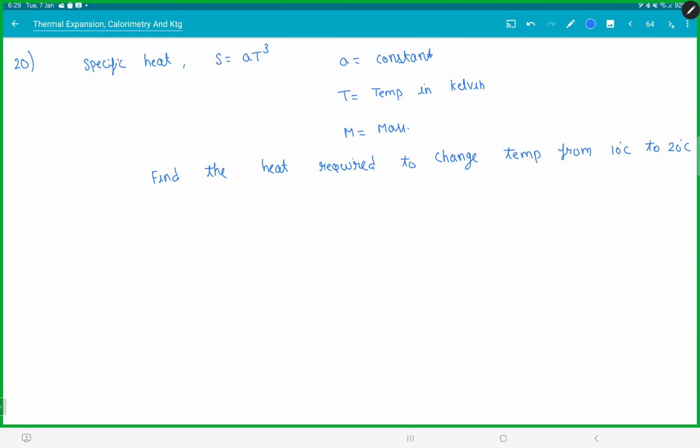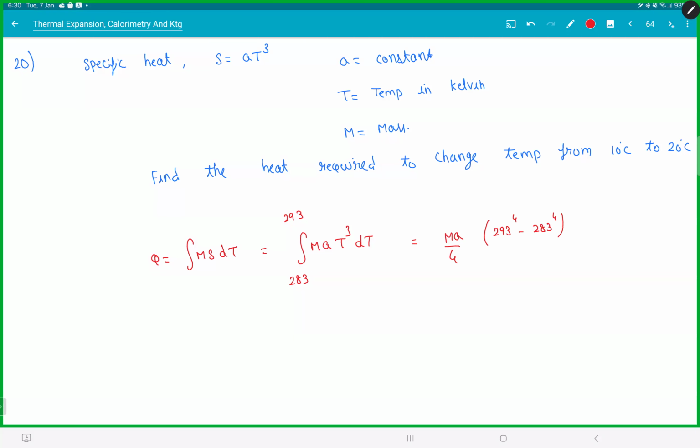Easy one. So Q is equal to integral ms dT. M is m. S will be aT cubed dT. Limits: temperature is in Kelvin, so this is 283 to 293. Be careful. Don't take temperature in Celsius. 10 and 20 look good, but T is in Kelvin. Generally, delta T doesn't have a problem, but when you have power fours and stuff, you will have an issue there. So this will be MA by 4, times 293 to the power 4 minus 283 to the power 4.